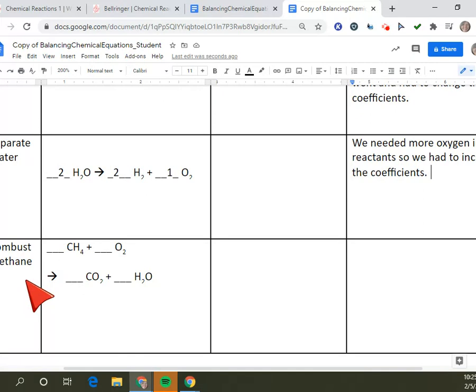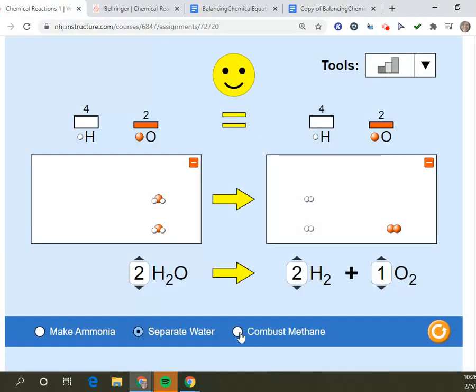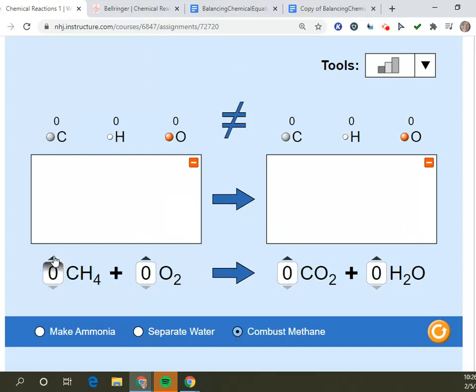All right. The next one says combust methane. What do you think of when you think of the word combust? Yeah, I think of an explosion too, a great big fireball. So when I think about that fireball, let's look at the equation that it takes to combust the methane.